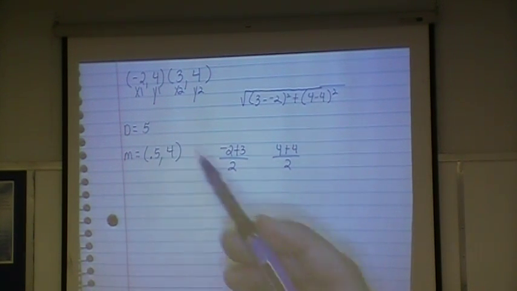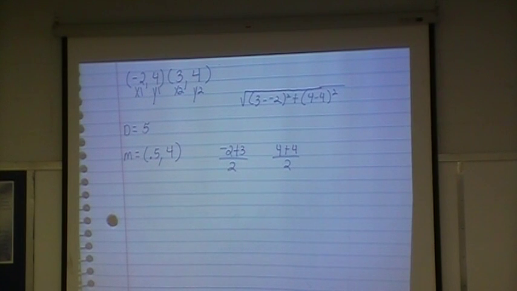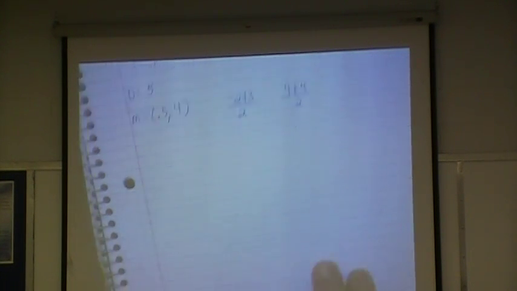The distance is 5. The midpoint is 0.5, 4. Let's try another one.